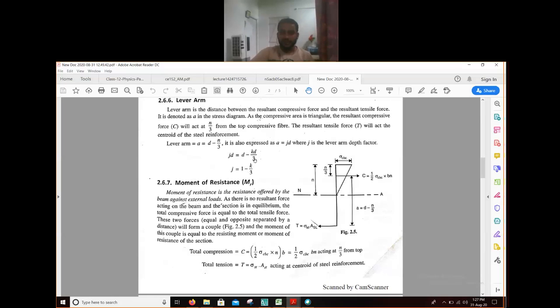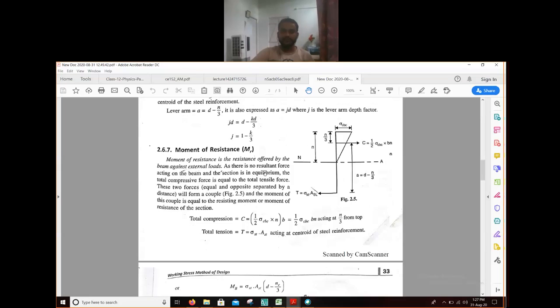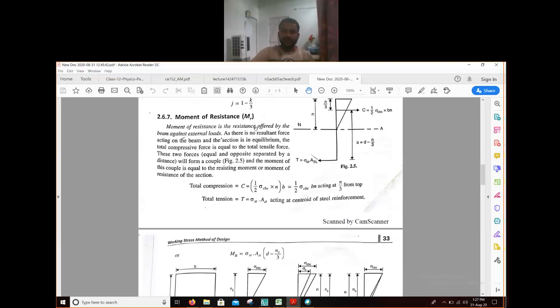Okay, so by this relation you can say both J and K are interrelated. K was our neutral axis depth factor, and J is known as our lever arm depth factor. So both are interrelated to each other. By this formula, if one value is given, we can find out the other one.